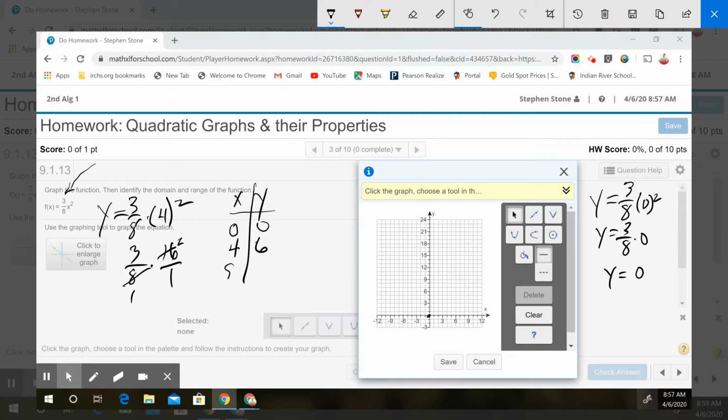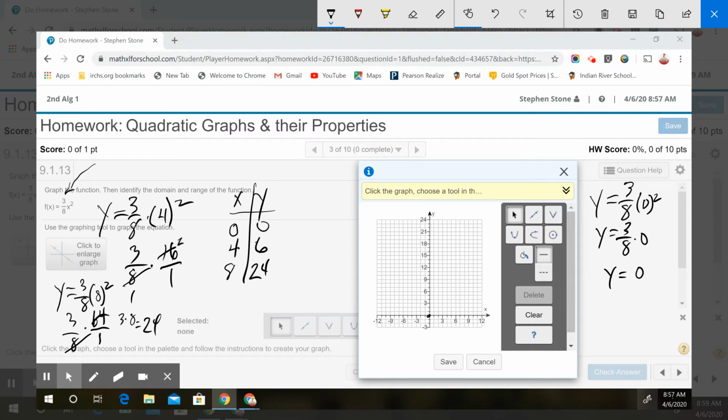Now, if I use 8, because I know 8 is going to give me something that's divisible by 8, I would get y equals 3/8. I'm running out of room here. 8 squared. 8 squared is 64. Okay. And when I multiply these, I get 3 times 8, which is 24. So when x is 8, y is 24. Those are the 3 points that I have here.